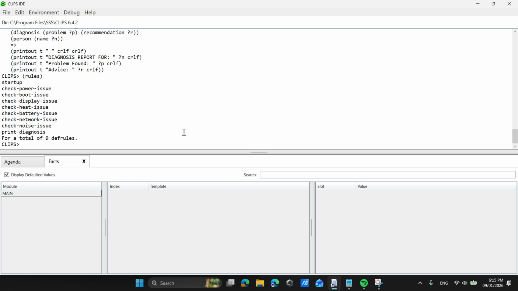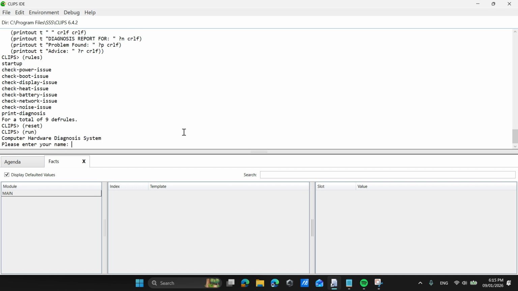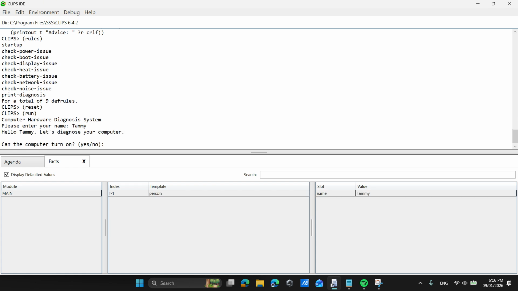Like, run the program. Reset. Run. First, the system displays the title and asks the user to enter their name. The name is stored as a person fact and the system greets the user before starting the diagnosis process.